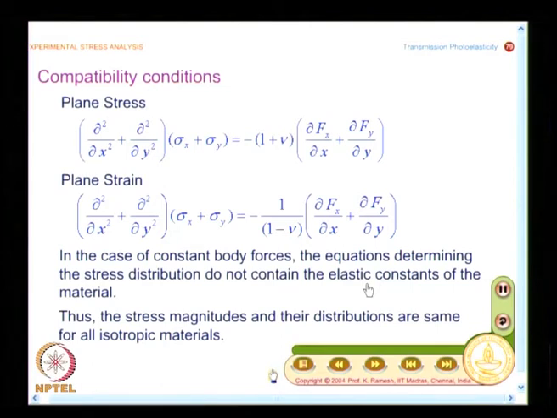So, what is the implication? The implication is the stress magnitudes and the distributions are same for all isotropic materials. So, here you have the comfort, your theory of elasticity comes to your rescue, because in most problems the body force, if you are really looking at static problems, is a dead weight, and if it is constant you are not going to have any problem. Only when you have rotating components where the body force is a function of the radius, then you have to worry, the Poisson ratio plays its spoil sport.